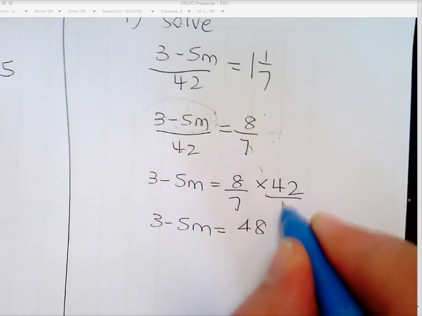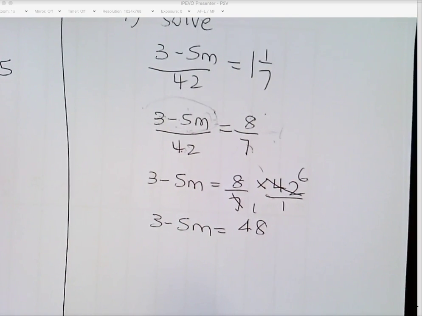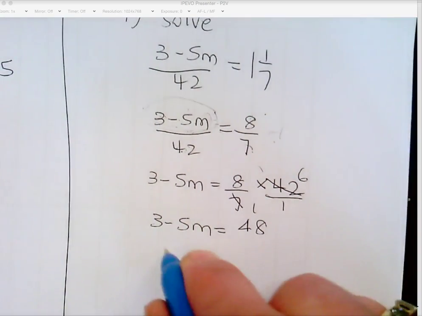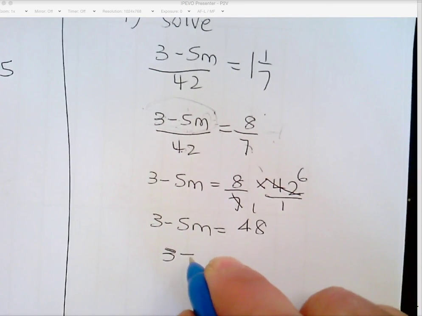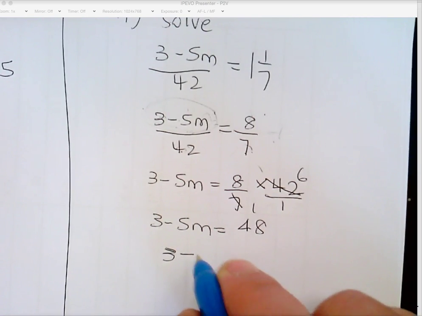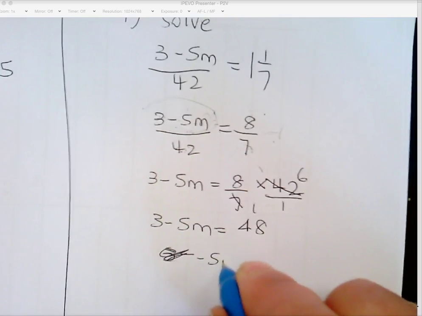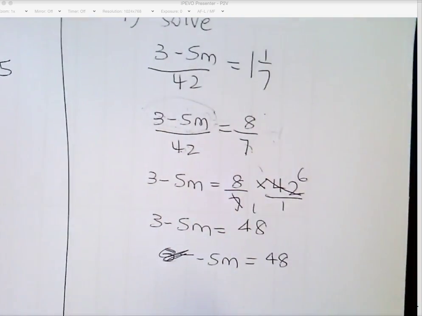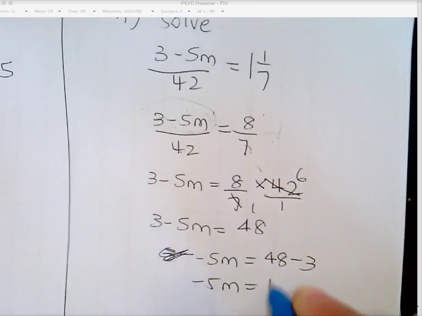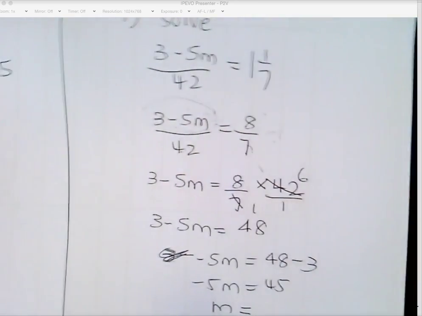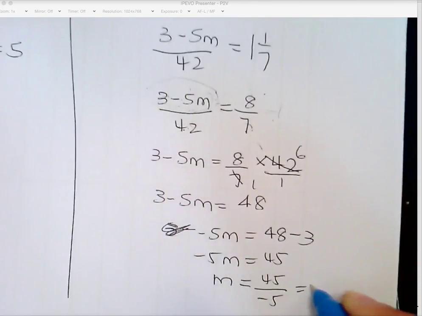How do we know that? That's 42 over 1. 7 goes into 42 6 times. So do you want to get rid of the negative? I don't mind. What do you want to do, girls? You want to keep the 5m on the left or on the right? All right, so negative 5m equals 48 what? Plus or minus 3? So negative 5m is 45. M is? Yeah, it's negative 9 because it's 45 divided by negative 5, which is negative 9.